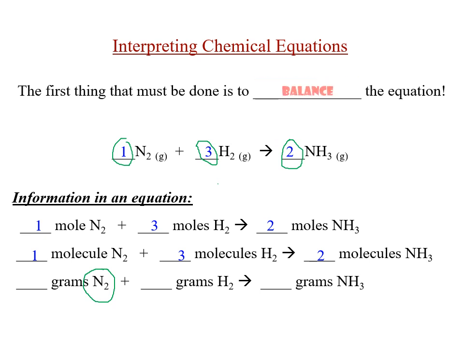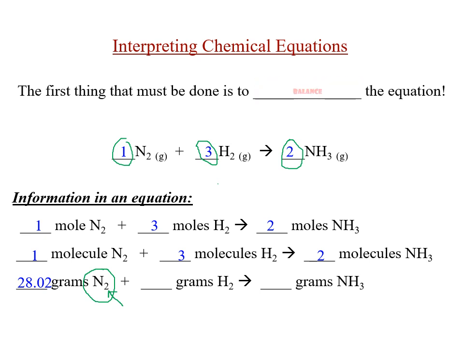So hopefully you found nitrogen, and you can see that the molar mass of nitrogen by itself is 14.01 grams per mole. But notice that nitrogen is diatomic. Nitrogen always occurs with a 2. So you've got to take that 14.01 and multiply it by 2. And now we have 28.02 grams of nitrogen.